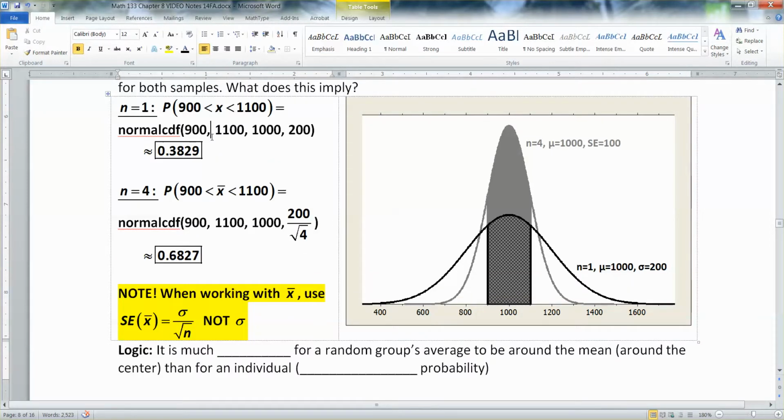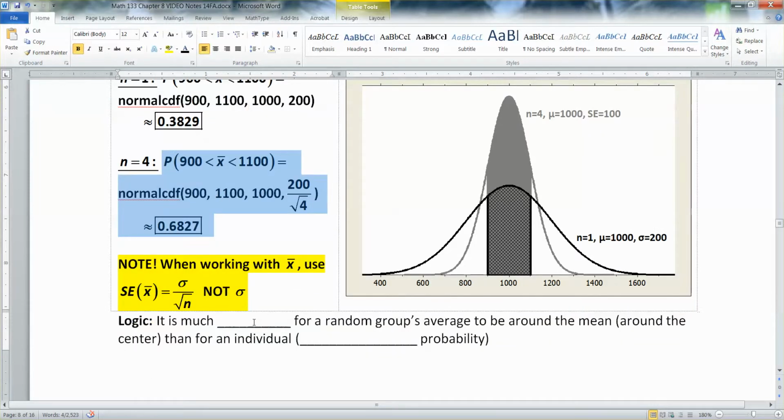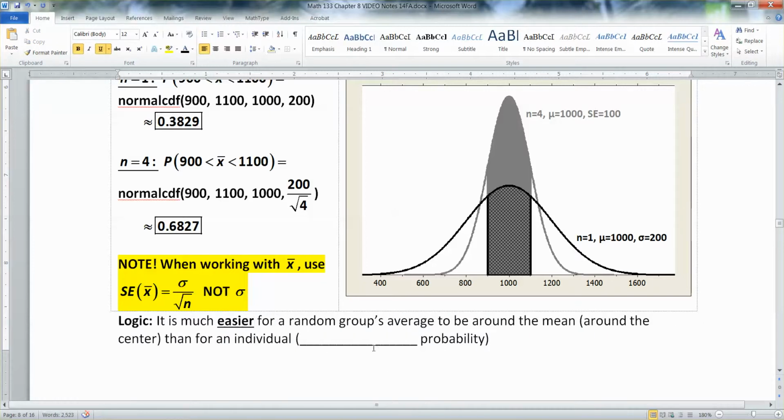That's a common mistake for people to make, is they'll lose track of which chapter they're in. The n equals 1 part right here, this is actually chapter 7. We learned how to do all of that in chapter 7. The difference now in chapter 8 is we're adding in that standard error piece. Now notice what happens here. It is much easier for a random group's average to be around the mean. So easier, which means it has a higher probability.